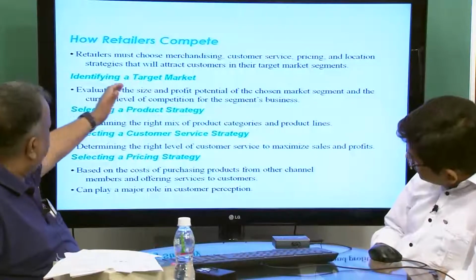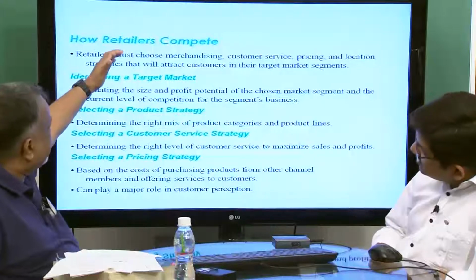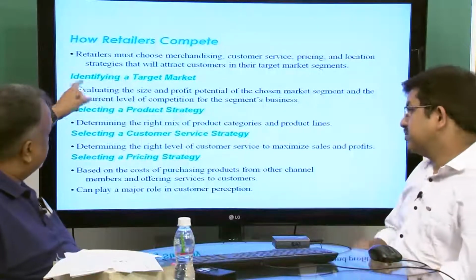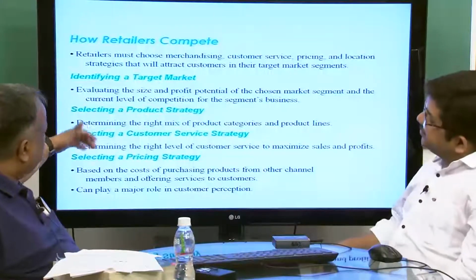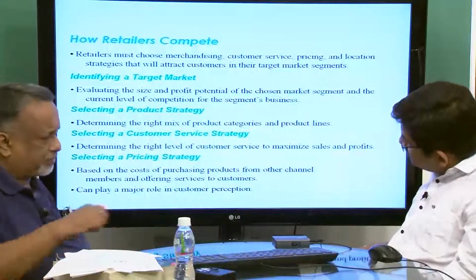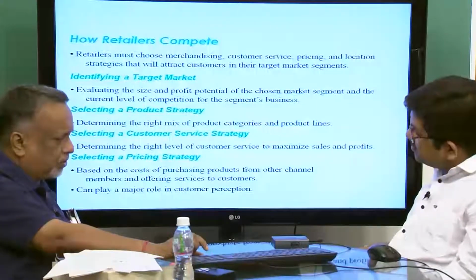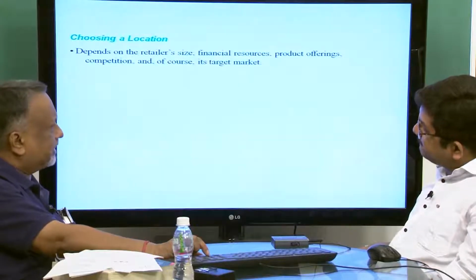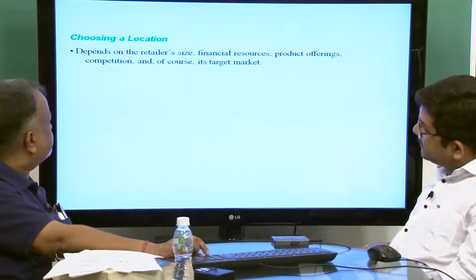So, you identify your target market. Retailing strategy will depend on what kind of target market you are serving, and then accordingly you decide your customer service strategy, your pricing strategy, your product strategy, and so on. In a way, retailing and overall marketing strategy are quite closely aligned, as we see from here.